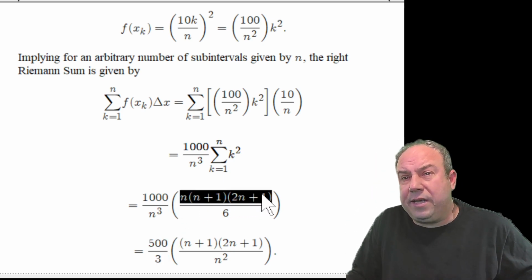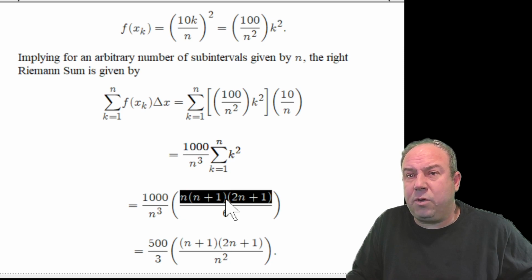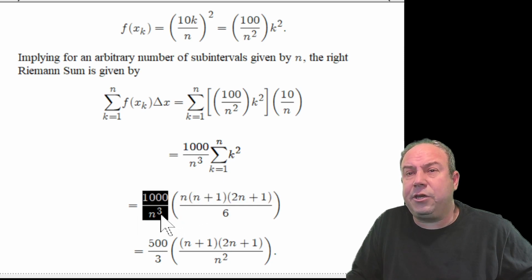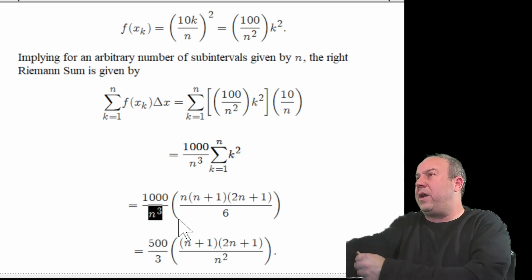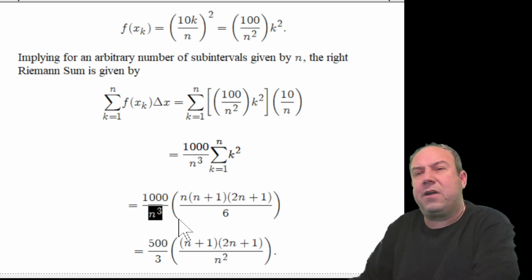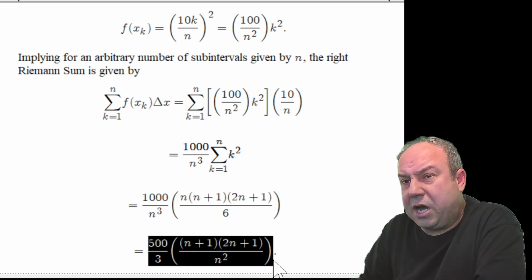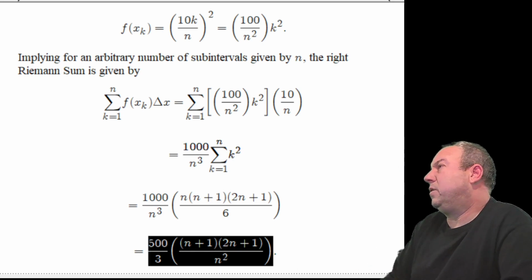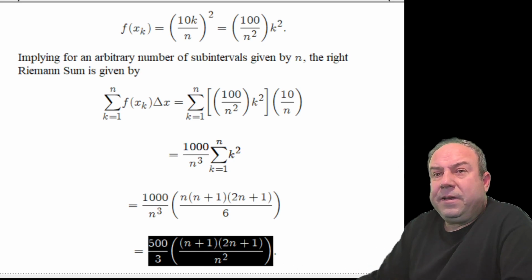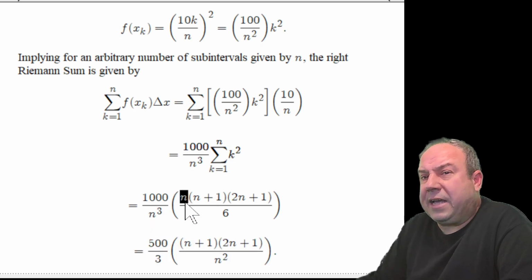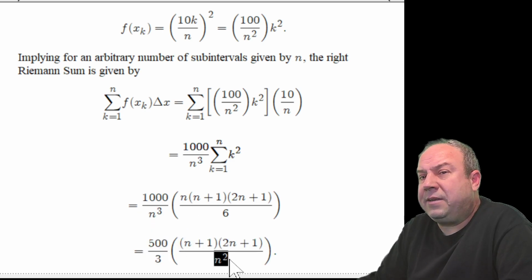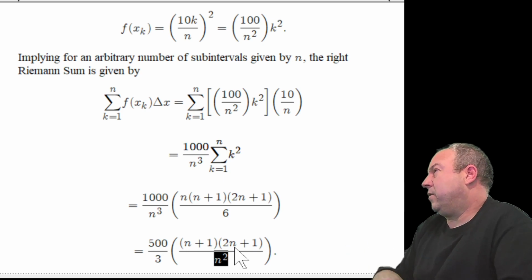And that quantity n times n plus 1 times 2n plus 1 over n cubed has a common factor of just n. This common factor of n right here can cancel with one of these n's, leaving behind an n squared in the denominator. And if I arrange those over each other, we can build this statement seen here. Simplifying the 1006 to 500 thirds and canceling this common factor of n, leaving behind an n squared in the denominator.